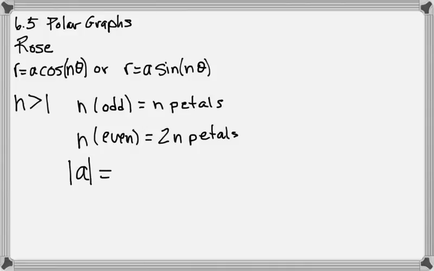All right, next thing. Petal length. Okay? Petal length is determined simply by looking at the absolute value of a. Now, a can be negative, a can be positive. You're talking about reflection over the x-axis if a is negative. Literally, flip it upside down from the way we talk about graphing it. Okay?